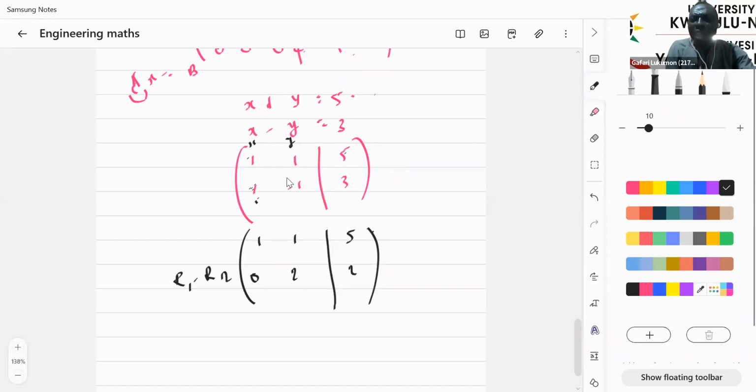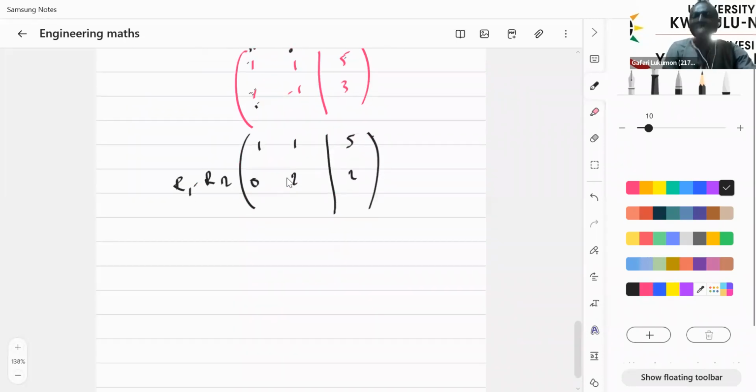If I rewrite it back in the system of equation form, then this one will give me S plus Y is equal to 5 again. S now is 0, so it means it's going to give me 2Y is equal to 2. And from here, I can say my Y is equal to 2 divided by 2, which is 1. Since your Y is equal to 1, you can just put it here.